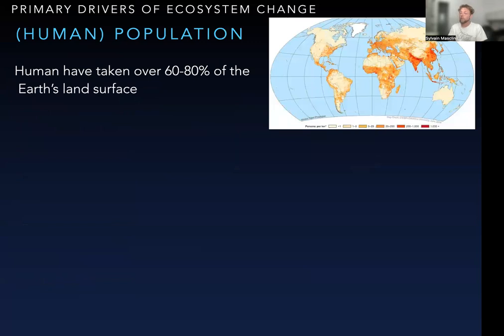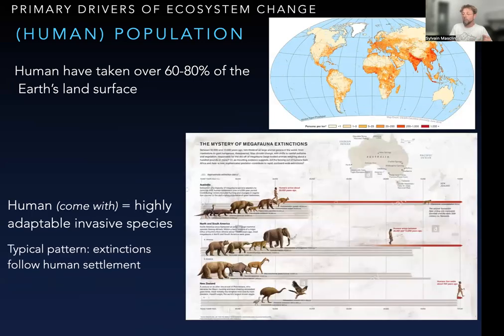Our human population has also been a big threat to ecosystems and biodiversity. We've been taking over the world, covering about 60 to 80% of the surface. And over time it has been shown that, unfortunately, every time humans arrive in a place, over some hundreds or thousands of years, species go extinct, especially the megafauna extinctions in continents such as Australia, North America, or New Zealand. Any new emergence of humans was followed by the extinction of some species.